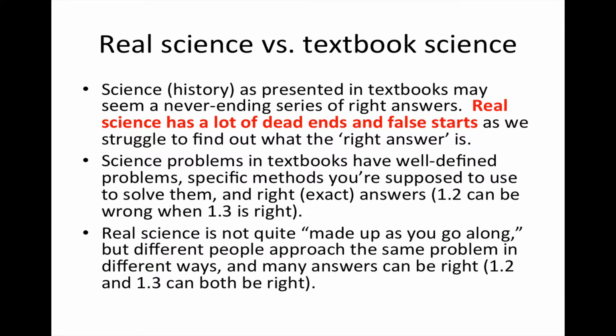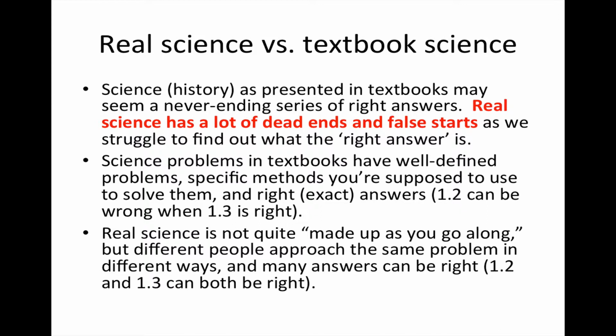So real science is very, very different than it may have been presented to you in classes or in textbooks. Science as presented in textbooks is usually science history, and it may seem like a never-ending series of right answers. But real science is nothing like that. Real science has a lot of dead ends and blind alleys and false starts because we're trying to figure out what the right answer is, and we don't know. There's no answer in the back of the book.